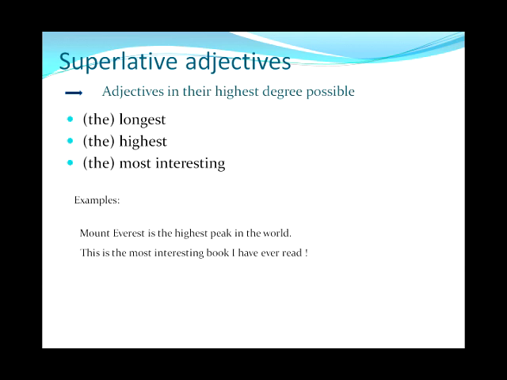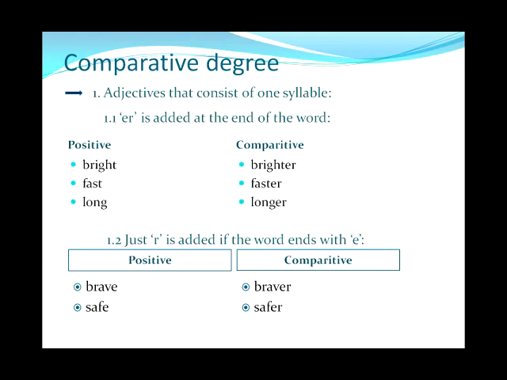Now, we will learn how to turn adjectives from positive to comparative and superlative degrees. So, how are adjectives turned into comparative degree? First, if an adjective consists of one syllable, er is added at the end of these adjectives. For example, bright, brighter, fast, faster, long, longer.